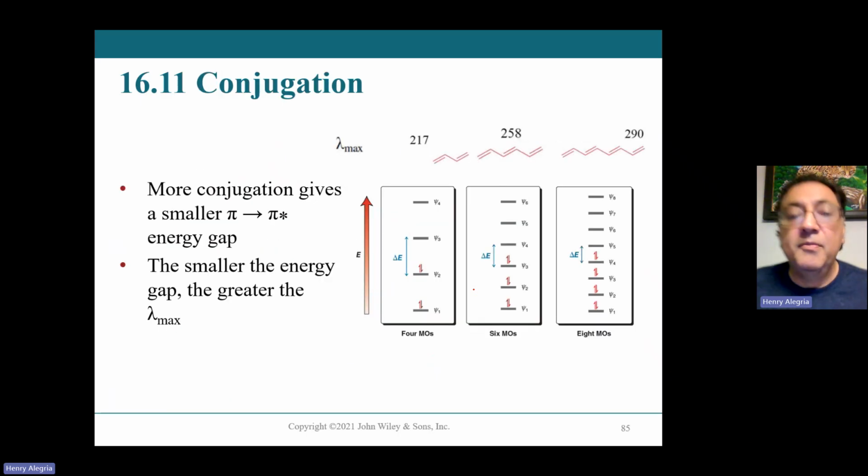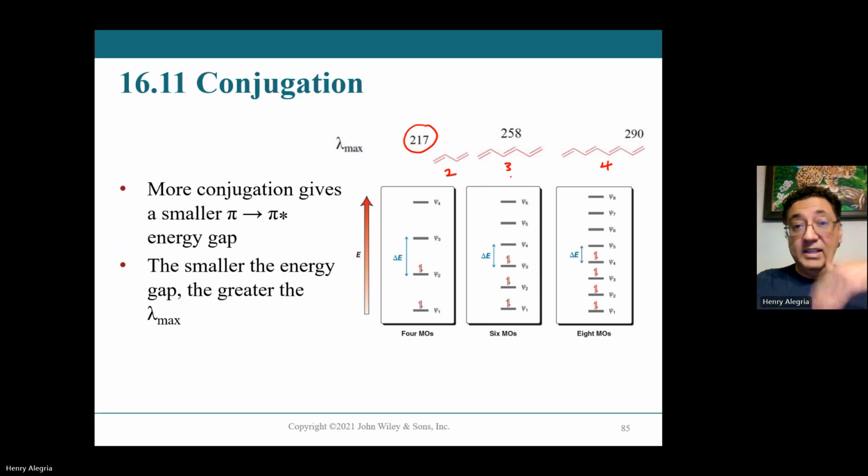So here's an example. Notice how the lambda max is changing when I go from 2 double bonds conjugated to 3 double bonds conjugated to 4 double bonds conjugated. The lambda max is 217 when it's 2. It goes up to 258 when it's 3 double bonds conjugated, and it goes up to 290 when it is 4 double bonds conjugated.